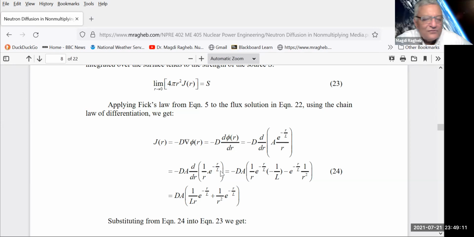Again, a second time today, we apply the chain rule of differentiation. We take for d by dr of that product of those two functions of r, the first term, 1 over r, multiplied into the derivative of the second. The derivative of the exponential gives me the exponential itself again. And then we take the derivative of the argument of the exponential, which is minus 1 over L. Then we take the second term in the chain rule of differentiation, which is the v here. That's e to the minus r over L multiplied into the derivative of 1 over r, which is minus 1 over r squared.